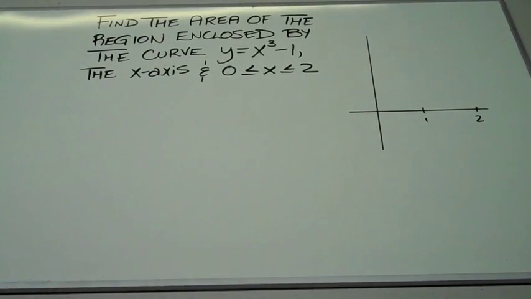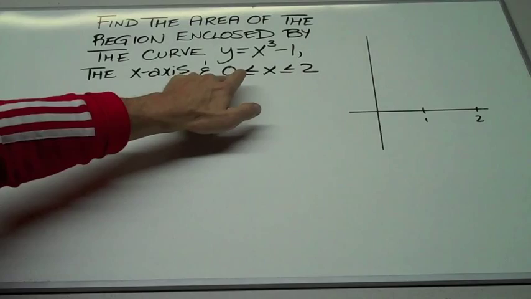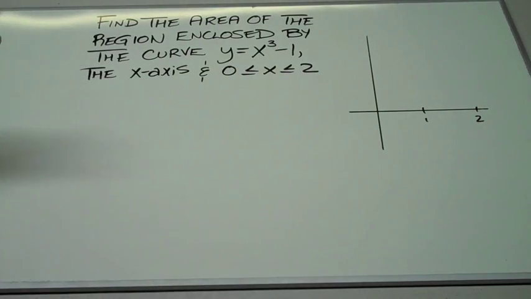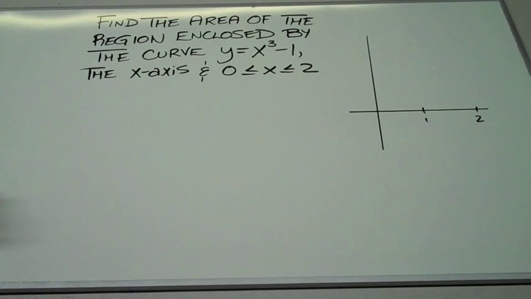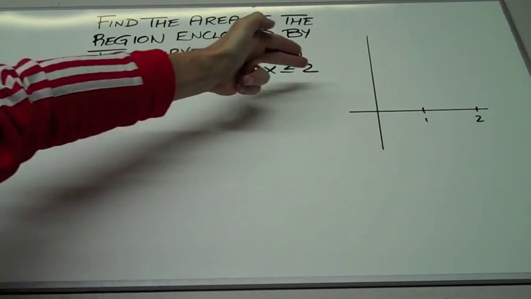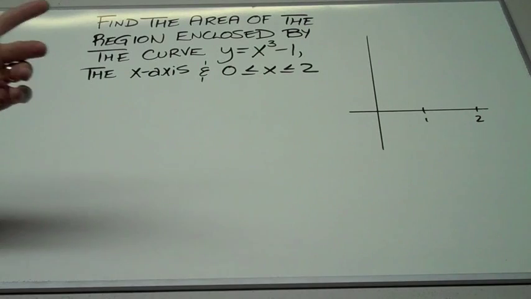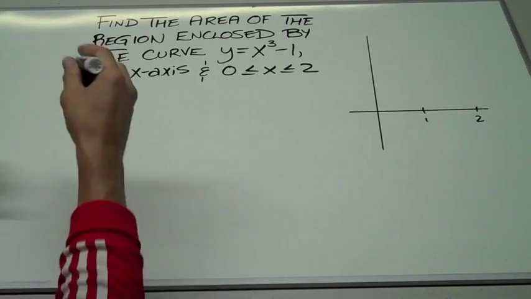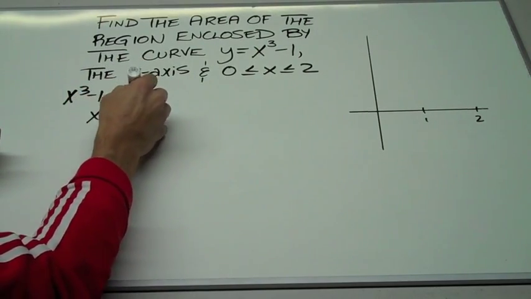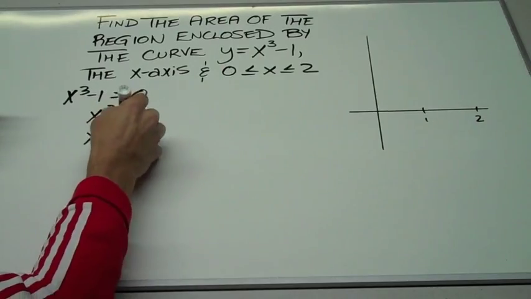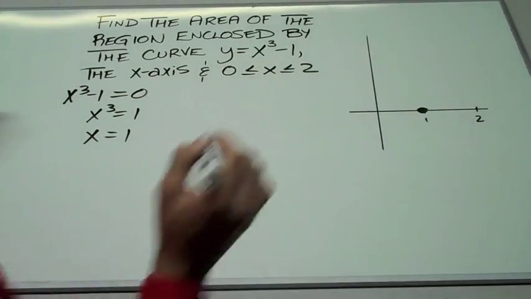Here's an example of finding the area bound by a curve and the x-axis, considering that the curve in our interval from 0 to 2 crosses the x-axis. Find the area enclosed by the curve y equals x cubed minus 1, the x-axis, and from 0 to 2. In other words, from x equals 0 to x equals 2. Well, my first step is, does this cross the x-axis? So I can set x cubed minus 1 equal to 0. So x cubed equals 1. If I take the cube root of both sides, x equals 1. I know I do have an x-intercept there.